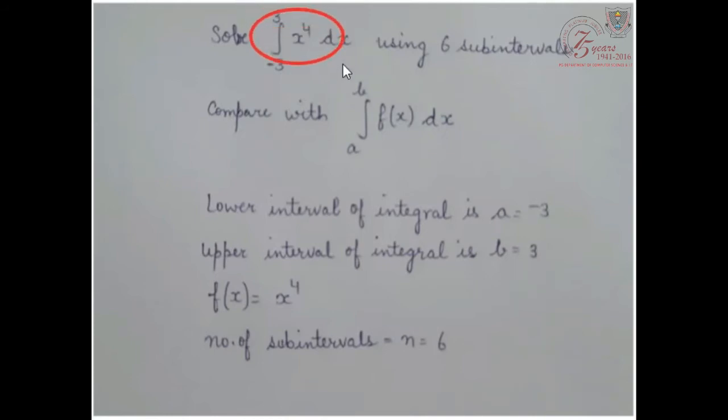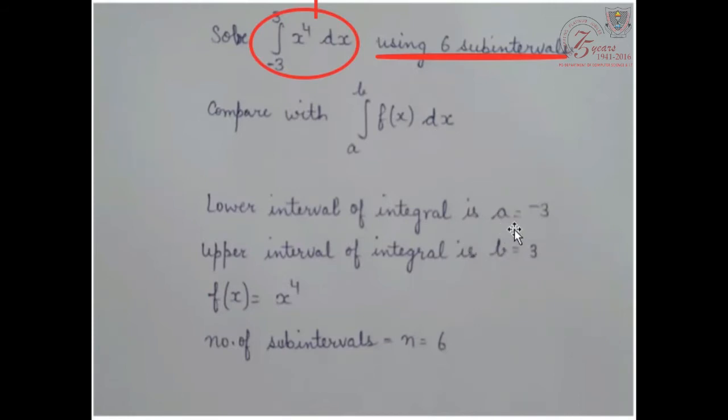Suppose you want to solve the numerical value of this integral, minus 3 to 3 x raised to power 4 dx, using 6 subintervals, and you want to use the method Simpson 3 by 8. First of all, to apply this process, compare this integral with the general integral a to b f(x) dx, and find the values of a and b.